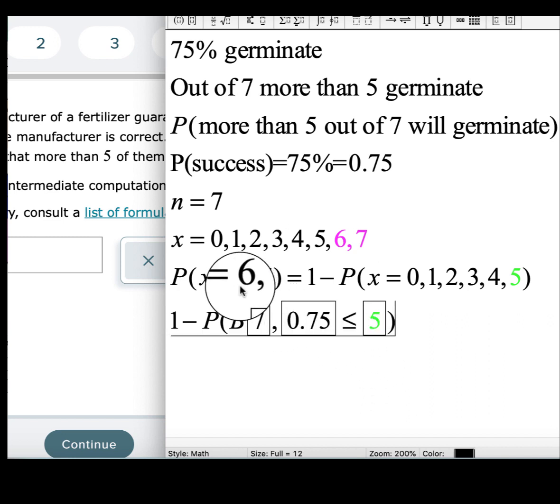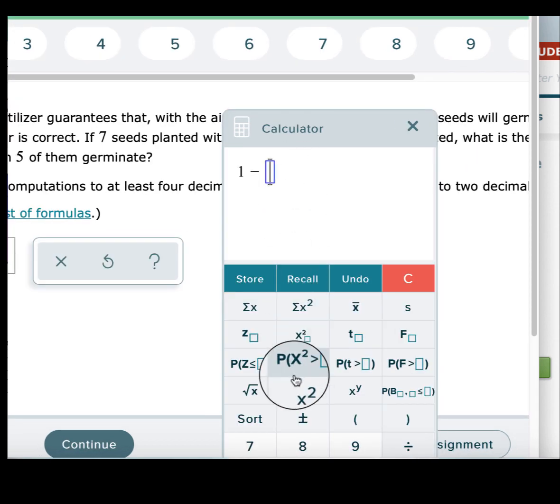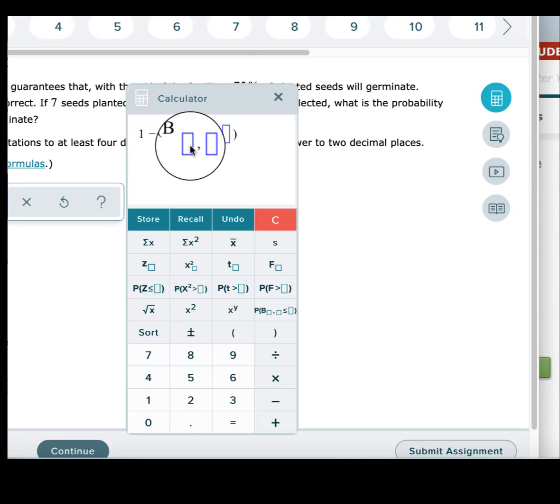By the way, if it started at x equal to 0, let's say that it said less than 6 or less than or equal to 5, then I don't need the 1 minus. So if it starts at 0, you don't need the 1 minus for the binomial probability distribution advance. And then I'll have 1 minus the probability of B. All right, and so n will be 7. The next box is 0.75 and then 5. And we again only have that 1 minus because it didn't start at x equal to 0.